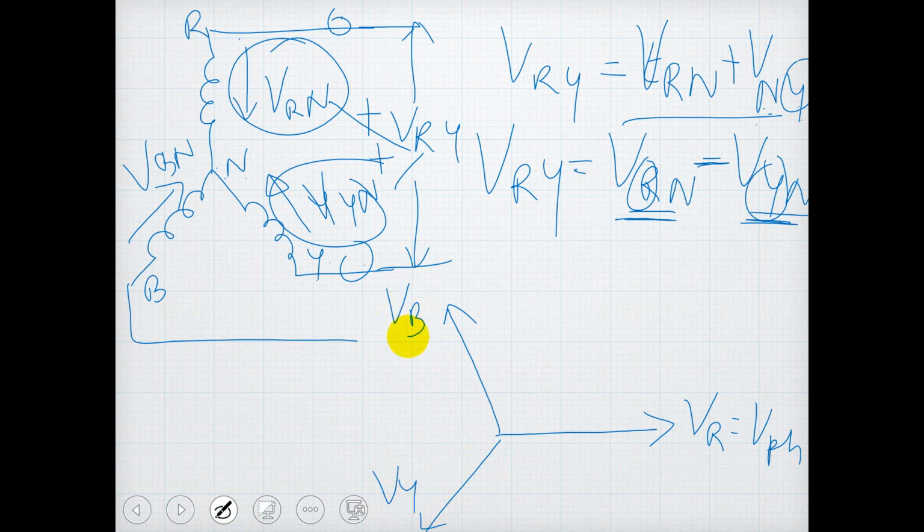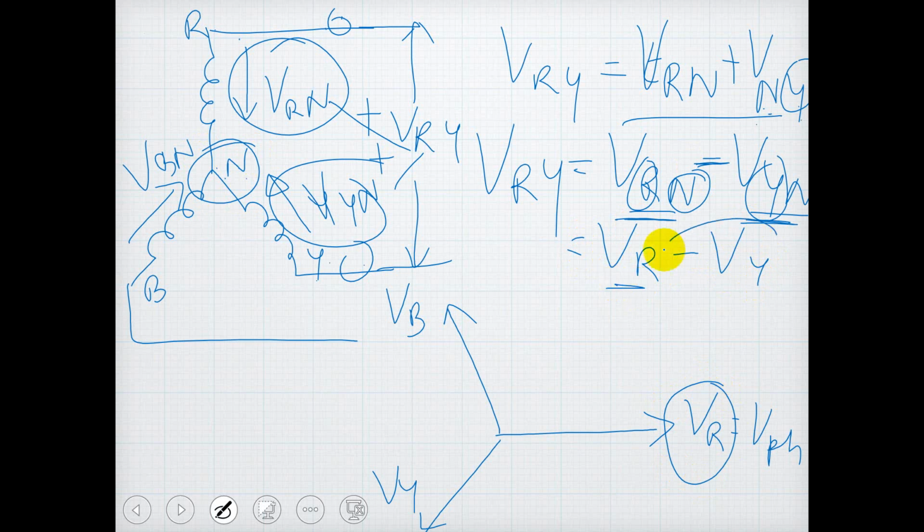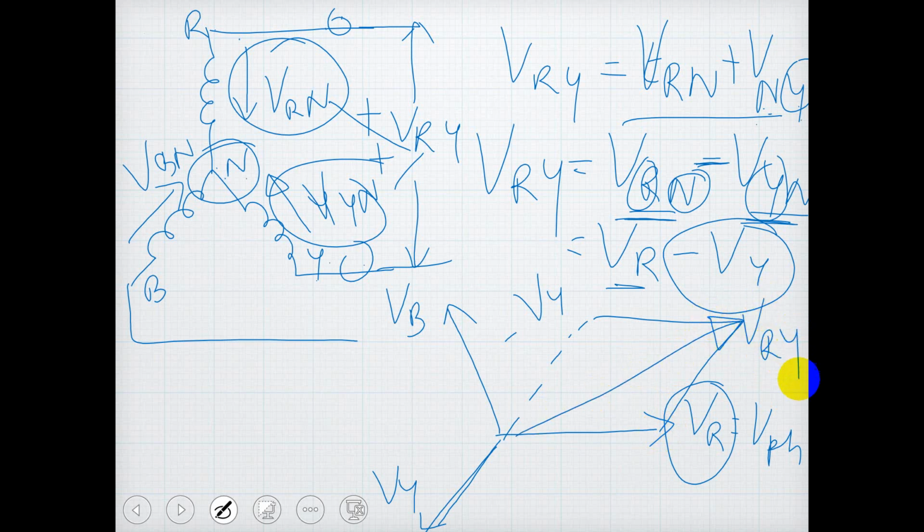Correct. So now observe this equation. Vn is common in both the sides. So if I want, I can just write VRN minus VYN because neutral is anyway common here. So I need VR, which is positive according to this, but I need minus VY. So take this vector in the opposite direction. Reverse this. This becomes minus VY. Now take the vector addition of these two and draw. This should be your VRY.